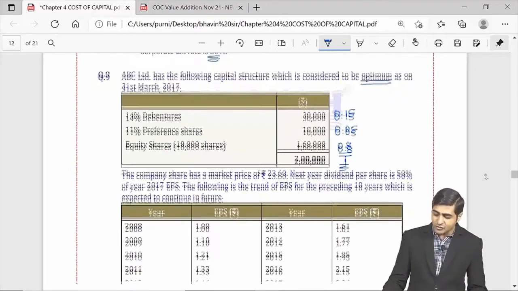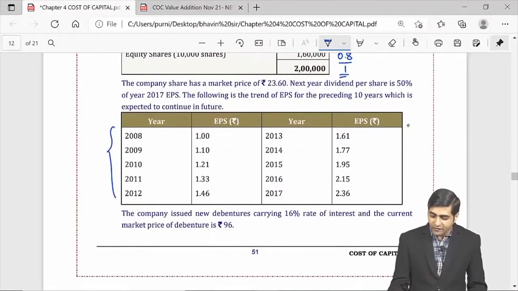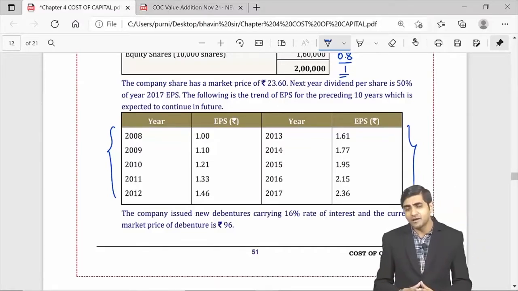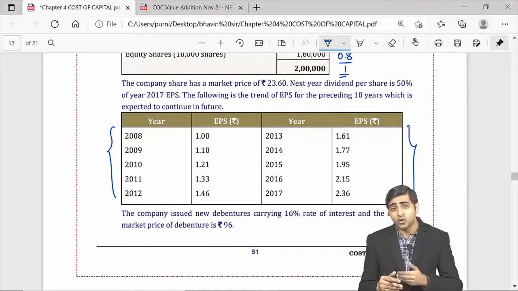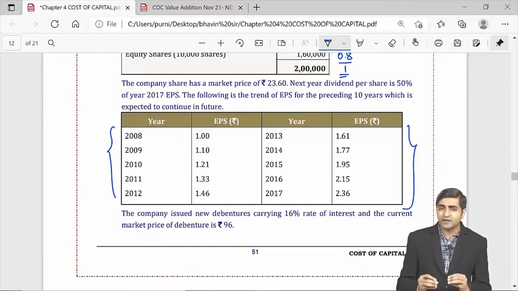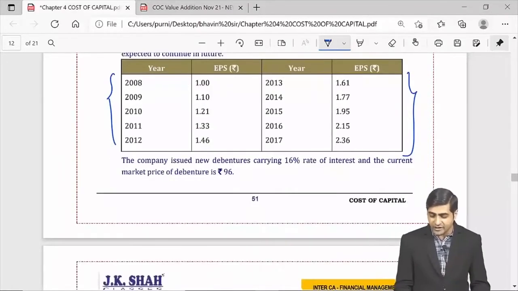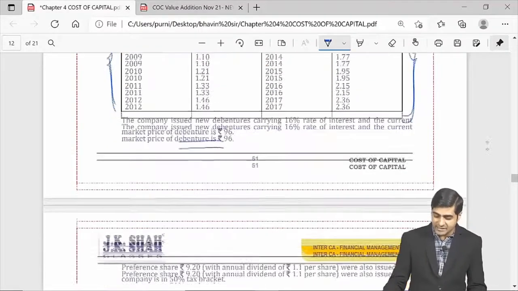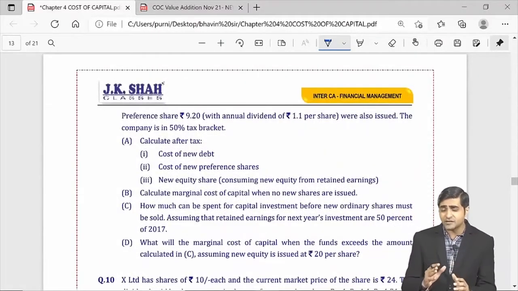In this question, my dear students, the growth rate is not directly given to you. So that's why you have the earning per share available from the past 10 years. On the basis of the data given to you, first we will calculate the growth rate in your earnings, and that growth rate will be applied for the purpose of calculation of your KE. Guys, here they have specifically told you that the debentures will be issued at the market price, which is nothing but rupees 96.